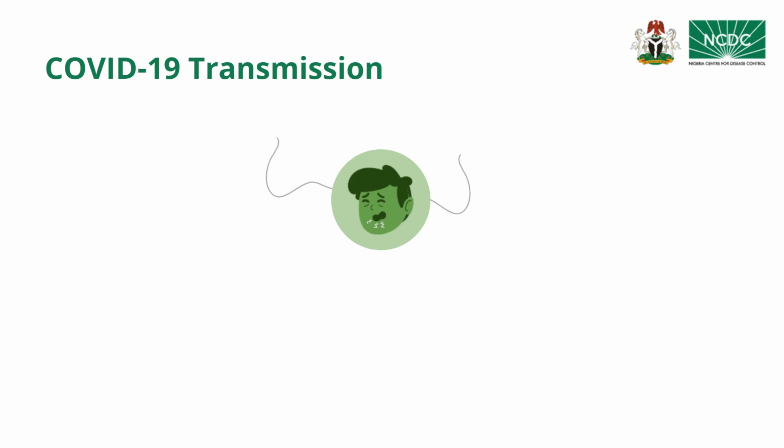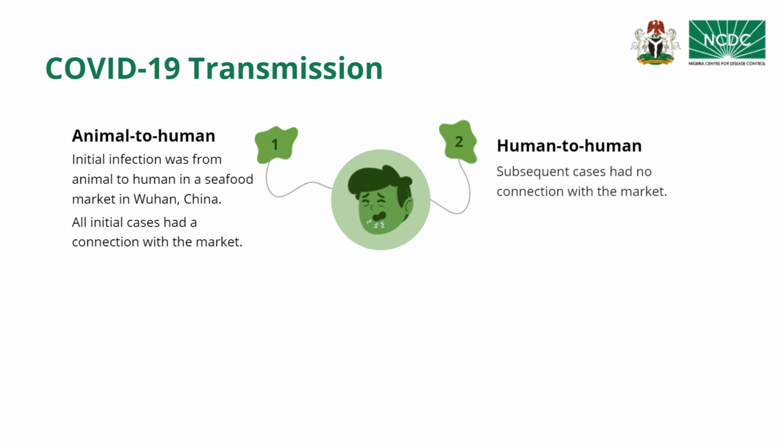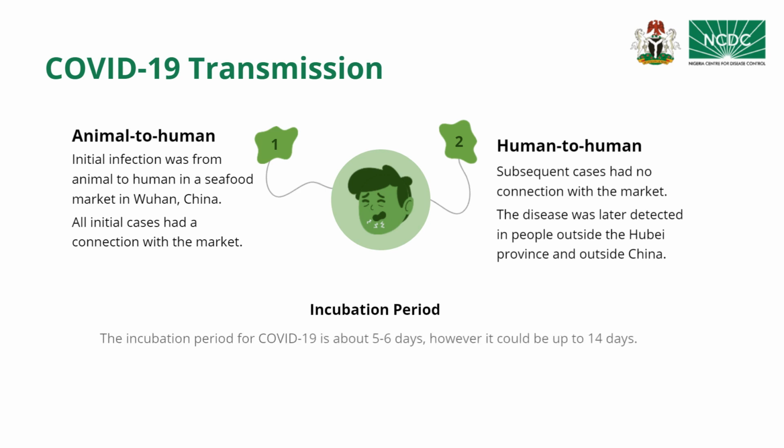How is COVID-19 transmitted? COVID-19 can be transmitted by animal to human transmission and human to human transmission. Initial infection was from animal to human in a seafood market in Wuhan, China. All initial cases had a connection with the market. The subsequent cases had no connection with the market, and the disease was later detected in people outside the Hubei province and outside China. The incubation period for COVID-19 is about 5 to 6 days.